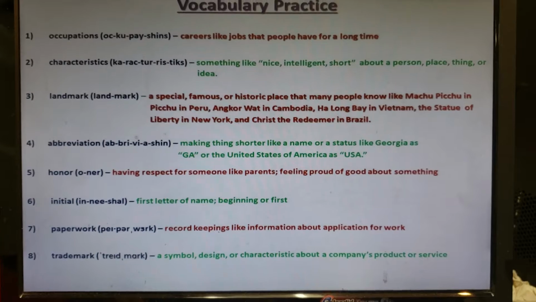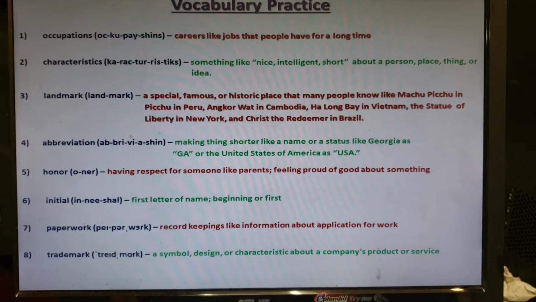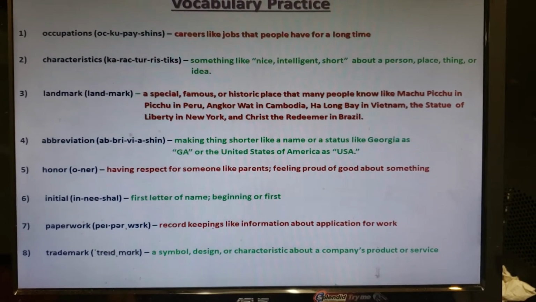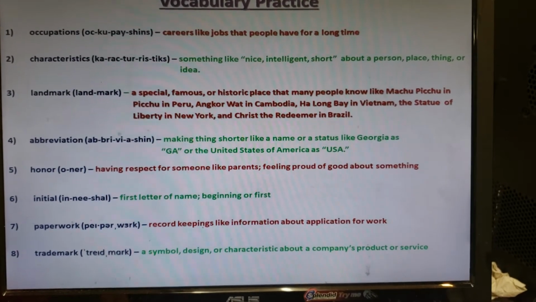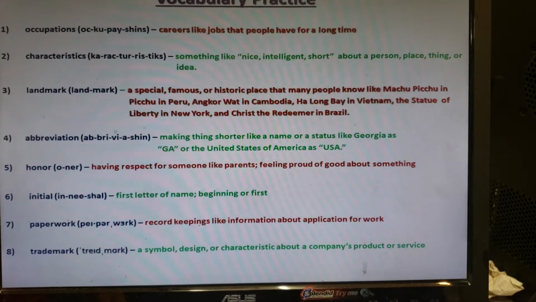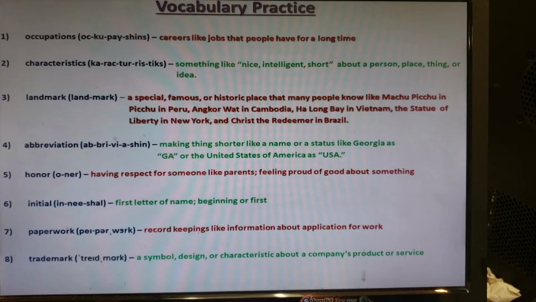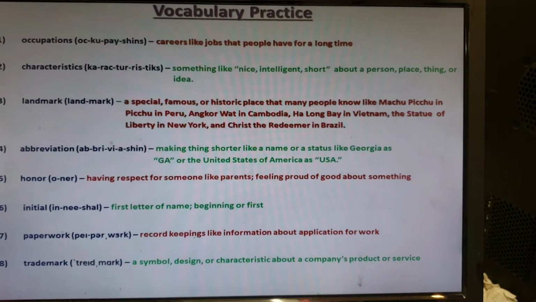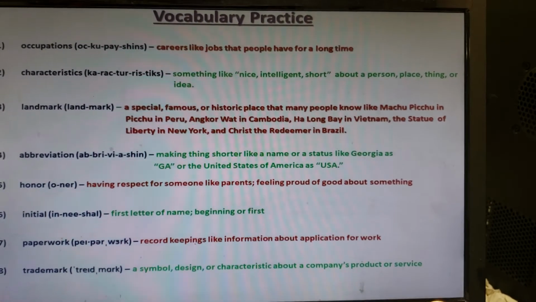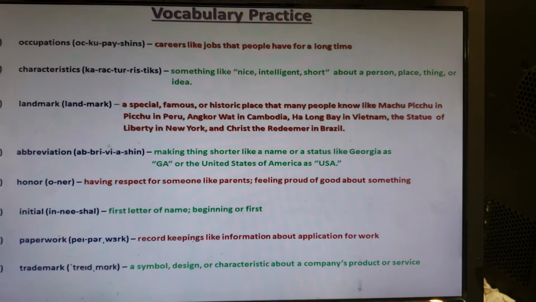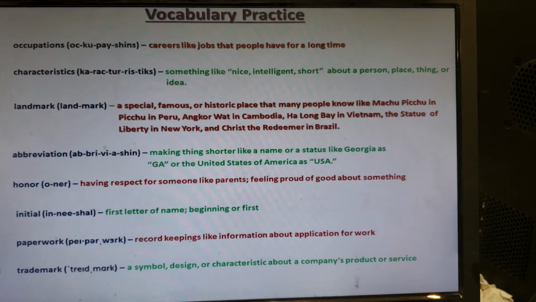Occupations, characteristics, landmark, abbreviation, honor, initial, paperwork, trademark.